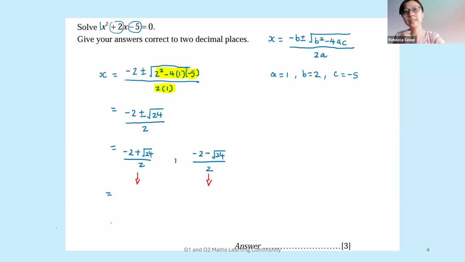For my first solution, I ended up with a 1.44948973, rounding off to 2 decimal places, 1.45. And the second one, I would end up with a -3.44948973, which rounds off to -3.45 to 2 decimal places. So these are my solutions.